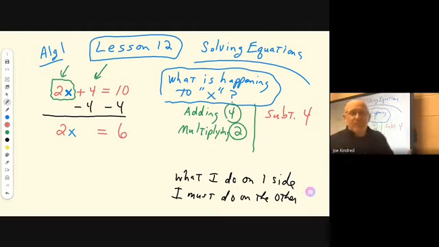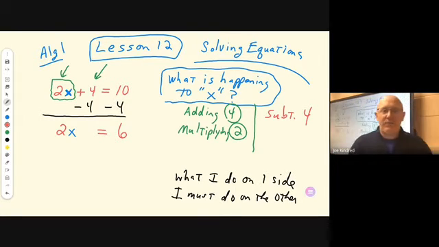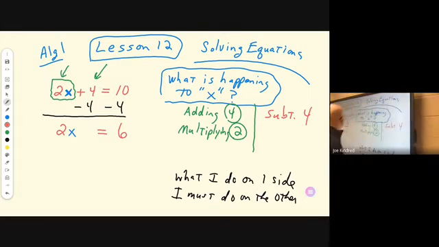And so the first step was ask yourself what's happened to x, and I did. I was adding 4 and now I have 2x equal to 6. What's happened to x? Well, I'm multiplying by 2. What's the opposite of multiplying by 2? Divide by 2 on both sides. And so here I go. And x is equal to 4.